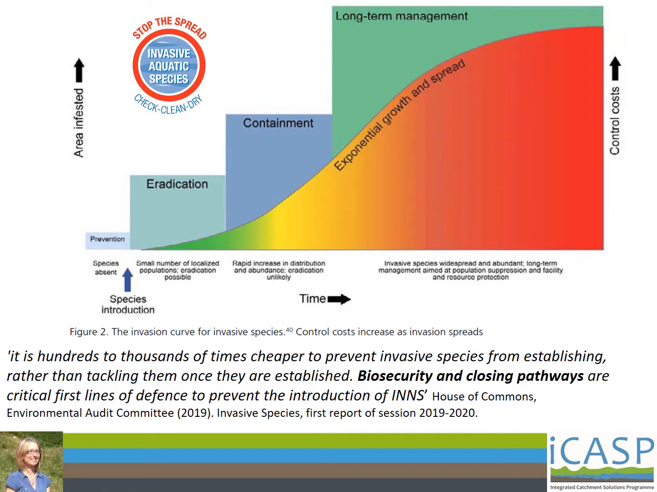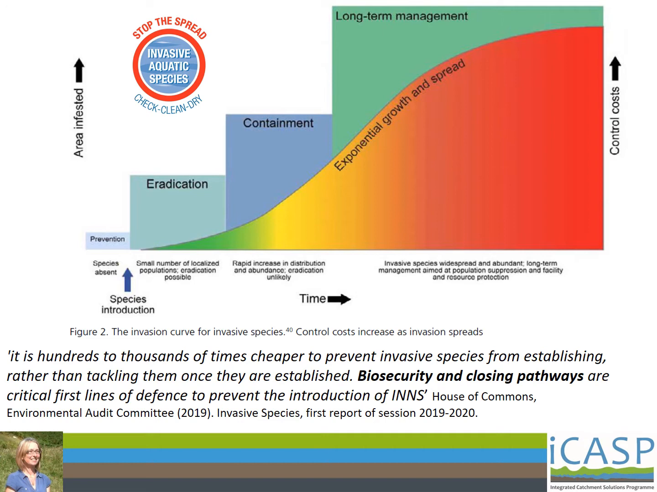Once an invasive species has been introduced to a new habitat, it can often establish and spread rapidly, forming vast populations, vast infestations. And as this happens, the cost of trying to control them goes up and up year on year. And it's frequently impossible to eradicate an established invasive species.